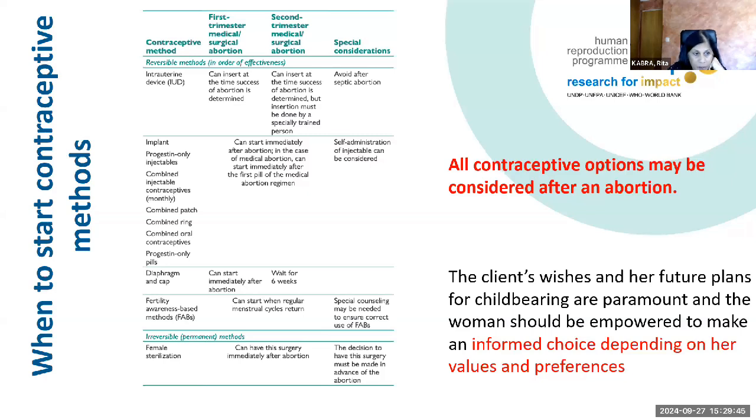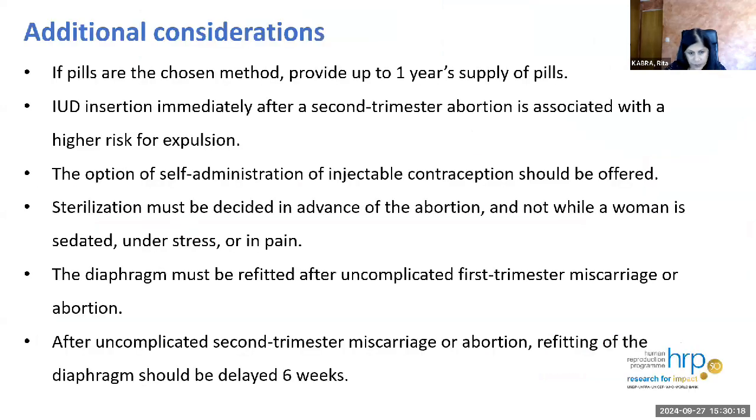Similarly, with implants, POPs, COCs, and all the different hormones, women can start immediately after abortion, whether she has had a first or second trimester abortion. Even if she has had a medical abortion, she can start anything immediately. And here, self-administration of injection can be considered if available. So these are some of the ways we can see which women could use which contraceptive at which time. But remember always that the client's wishes and future plans are most important.